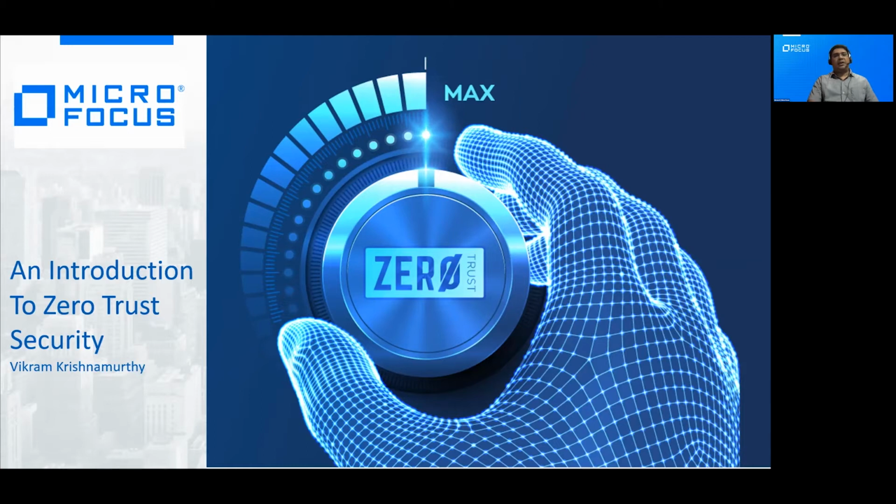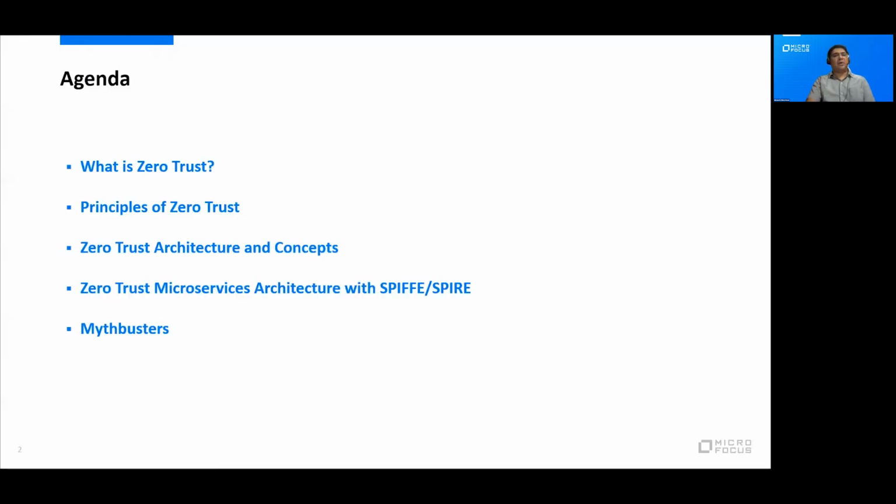So quickly going through the agenda for today. We'll cover the basics. What's zero trust? What's the principle? What are some of the high-level architectural concepts? And I'll share some of the insights that I have gained by looking into the SPIFFE and SPIRE framework. And we'll cover a few mythbusters about how people approach security and what are some of the hindrances that we see against zero trust adoption.